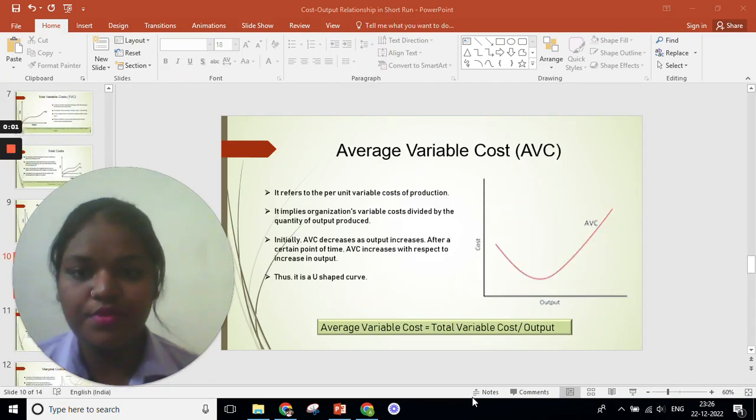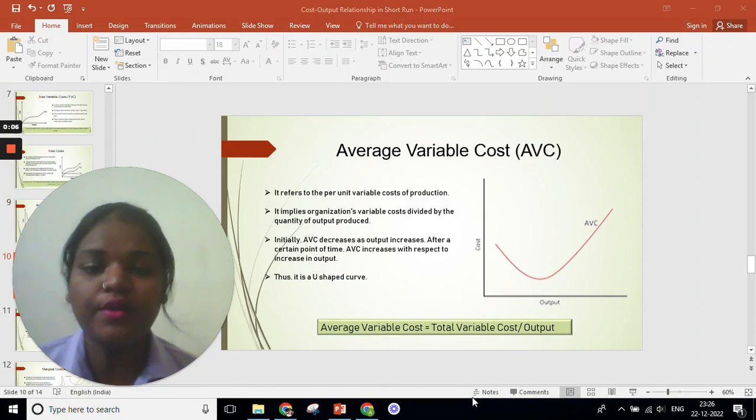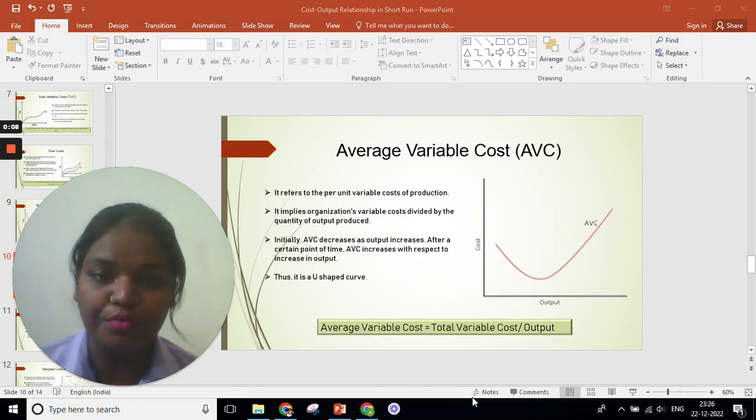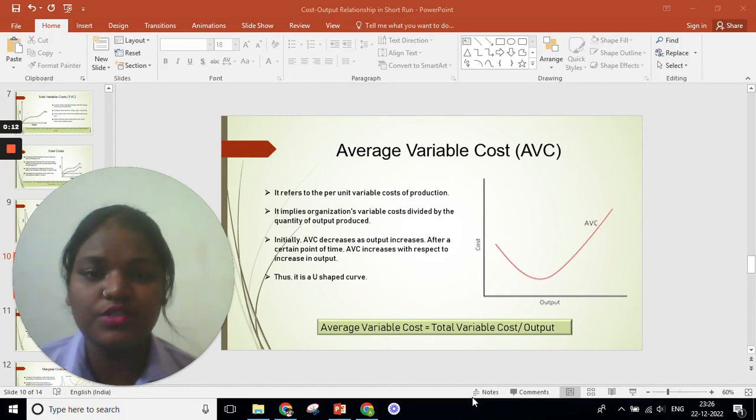The next concept is average variable cost. Average variable cost is the variable cost per unit of output produced. Average variable cost is the total variable cost divided by the number of units produced, where TVC stands for total variable cost.